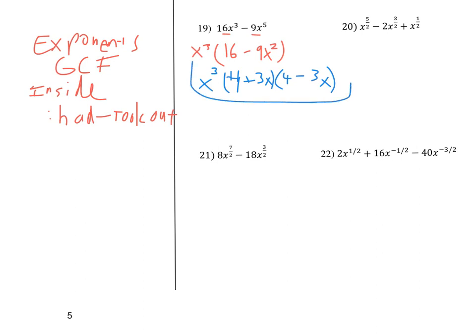You can always check, remember, you can check your difference of perfect squares factoring with a quick FOIL. So if I did 4 times 4, it's 16. 3x times negative 3x is negative 9x squared. All right, next up we'll go on to number 20.